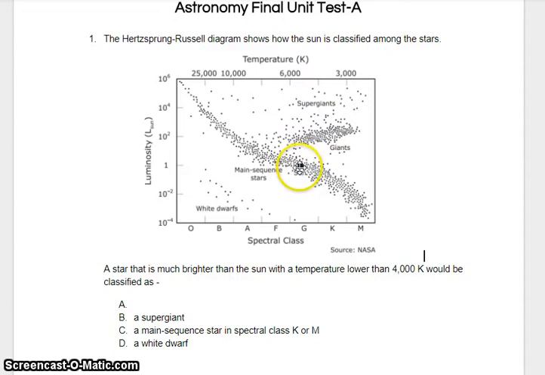You have the Sun, supergiants, giants, main sequence, white dwarf. Luminosity, temperature.